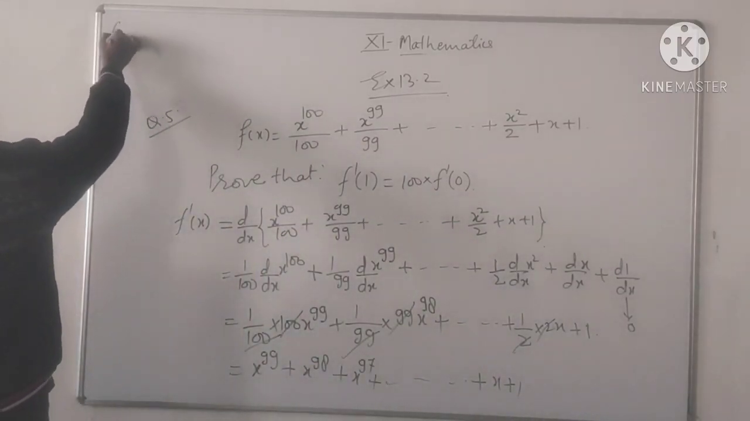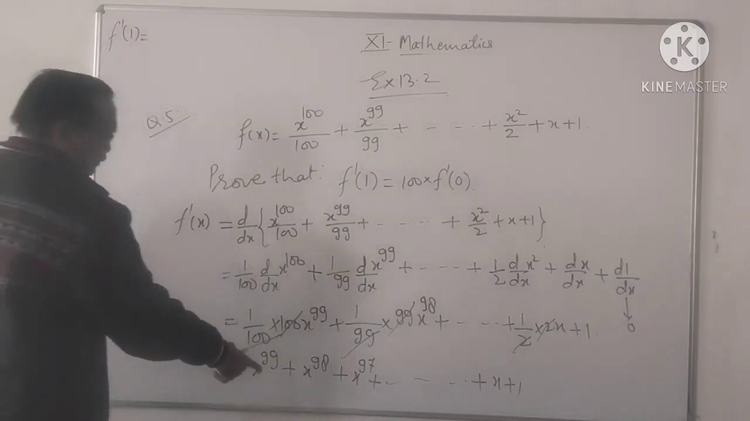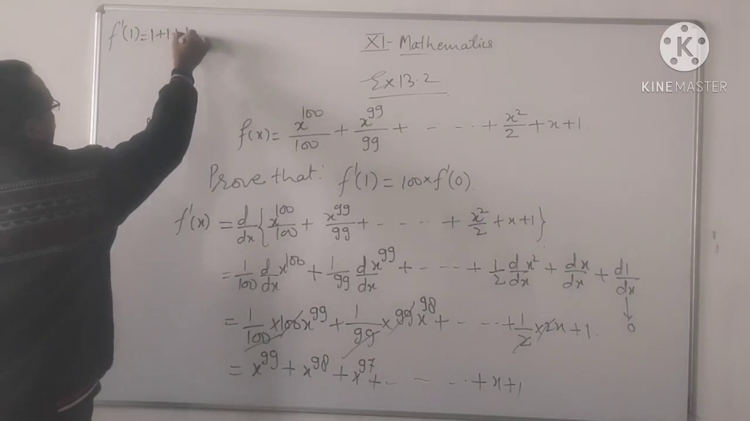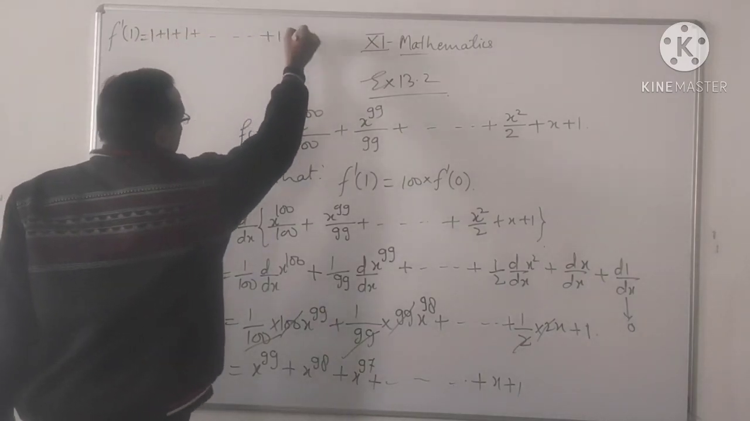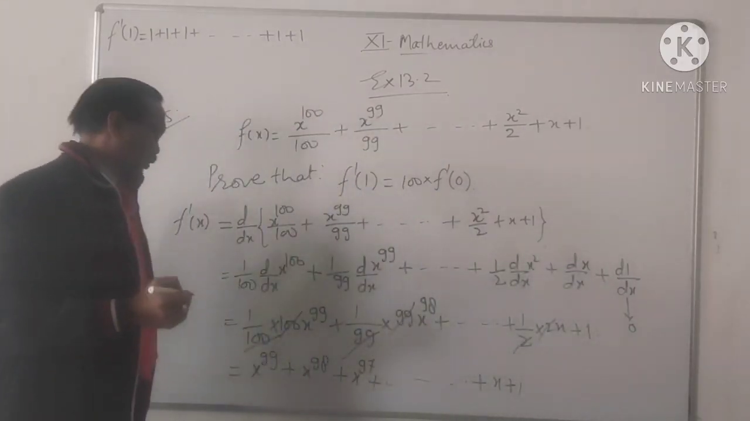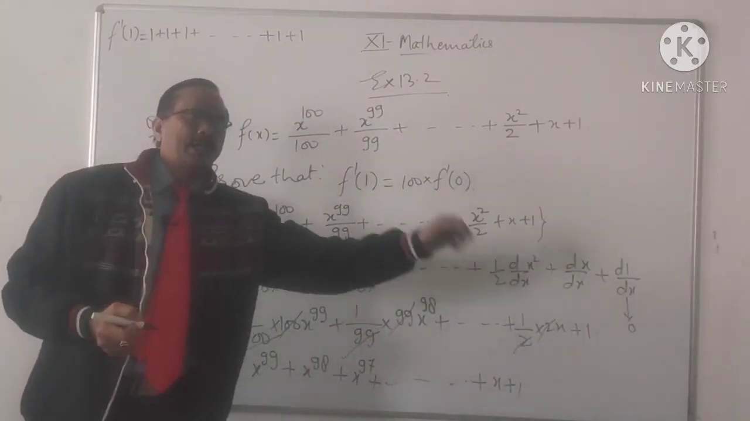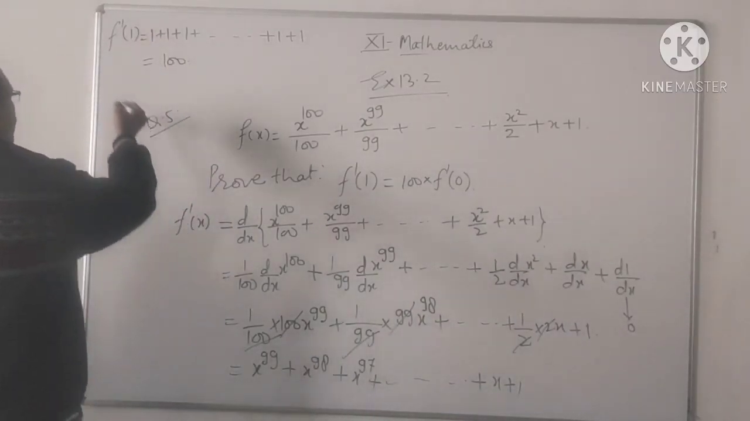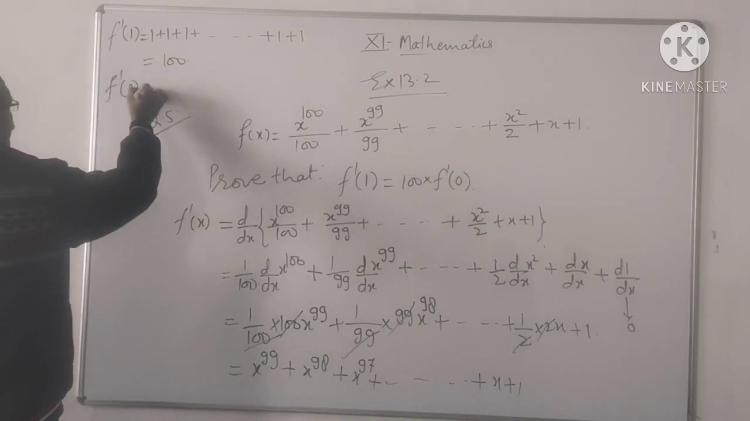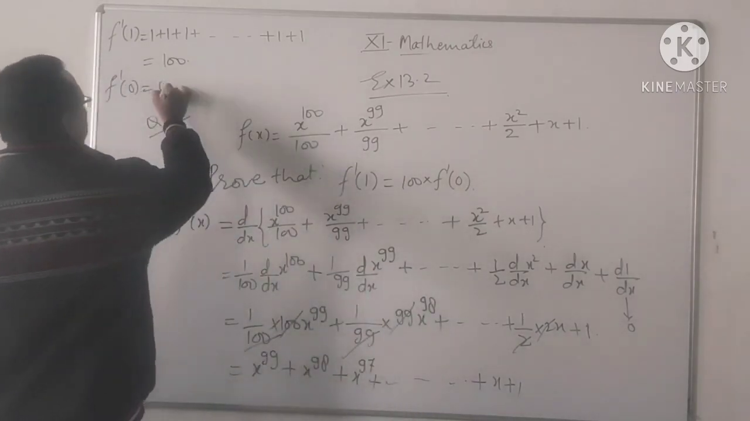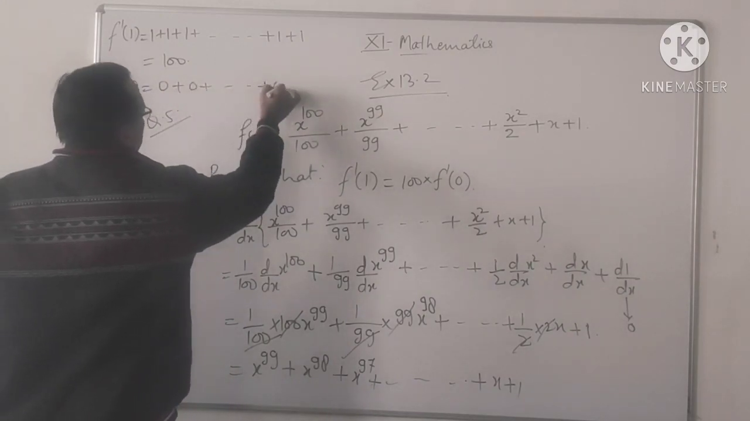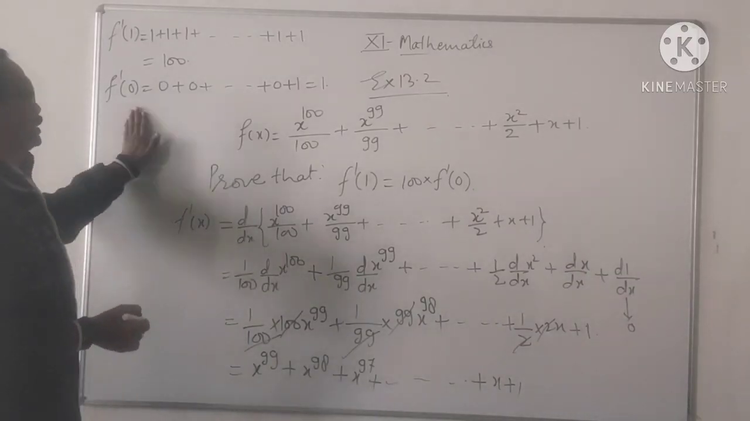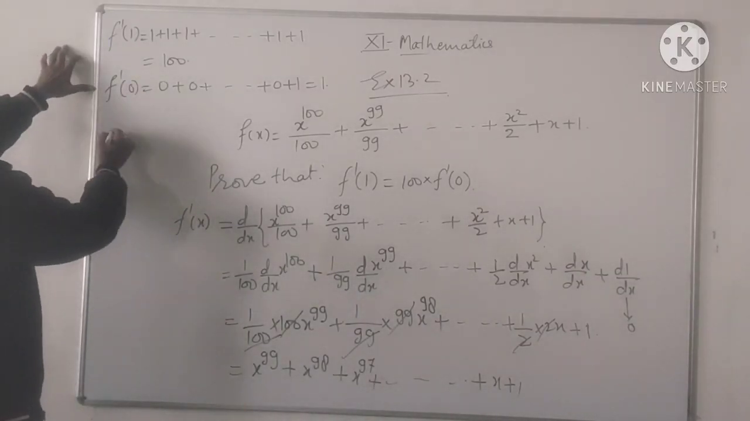Now the value of f dash 1 is 1 plus 1 plus 1 till 1. Student, 1 means x power 0. So there are 100 terms from 0 to 99. So their addition is 100. Now f dash 0, all the terms will be 0 plus 1. So it is 1.